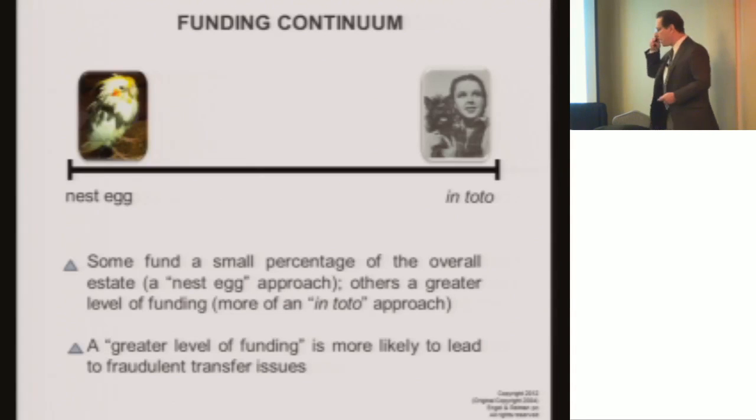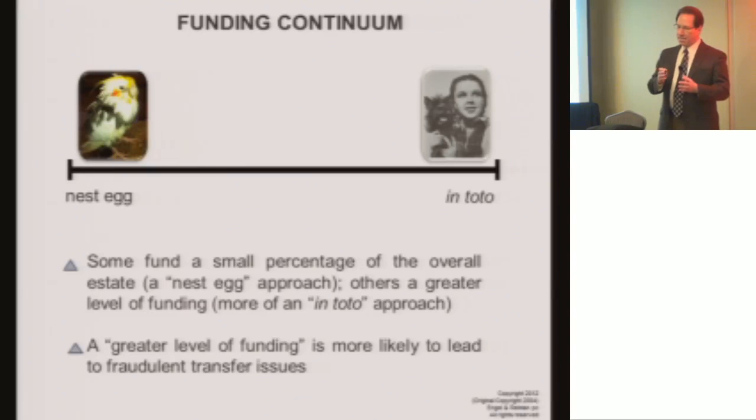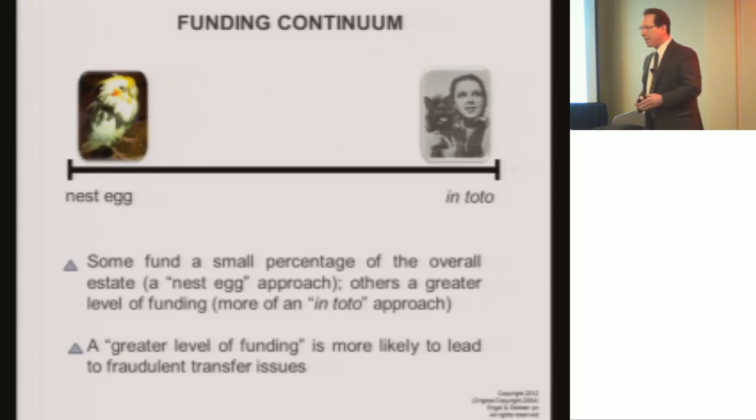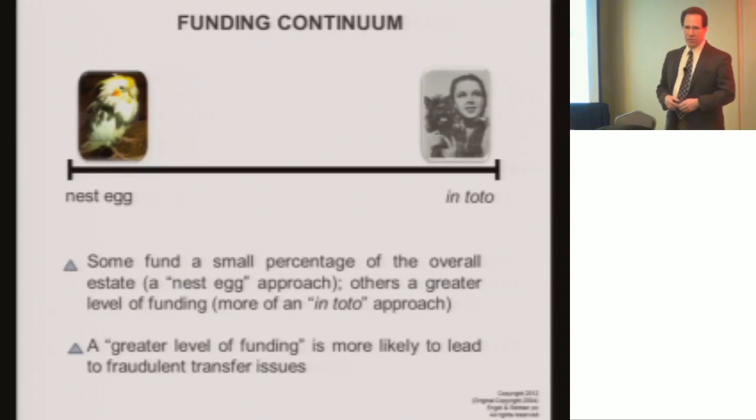How much will a client put into their planning structure? Some clients want to take what we call a nest egg approach, slice a little bit of the estate off, stick it aside so if something happens one day it's protected. Other clients will want to put in toto. And the question or the concern here is if they put in too much, even though they didn't have a fraudulent intention, it might be what's called a constructively fraudulent transfer.